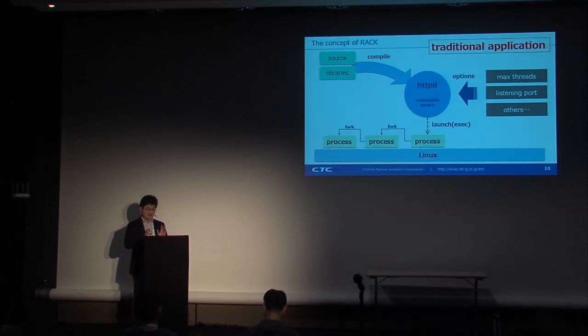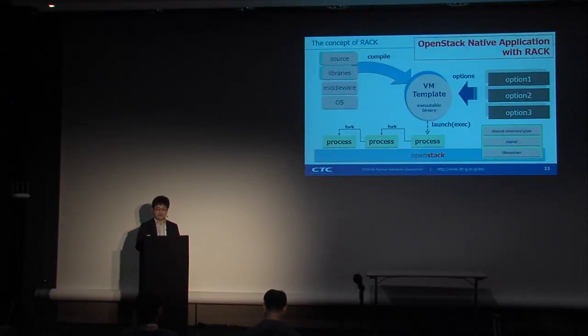The RAC reproduces this behavior on the OpenStack. Here, we have this diagram, an example of a working OpenStack native application with RAC. In order to create an executable binary for the RAC, OS, middleware, library, and program source code have to be compiled and generated as an executable binary, which is a VM template. The instances created from the VM template behave like a process when the RAC boots the VM template on OpenStack. The started process will generate separate processes on OpenStack with exec and fork orders by using its own resources.